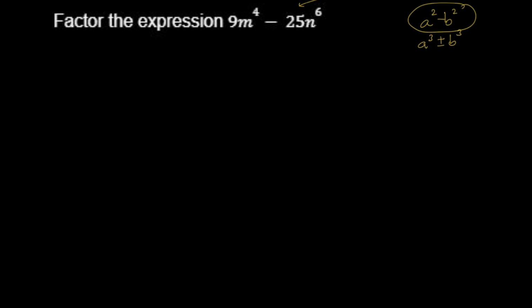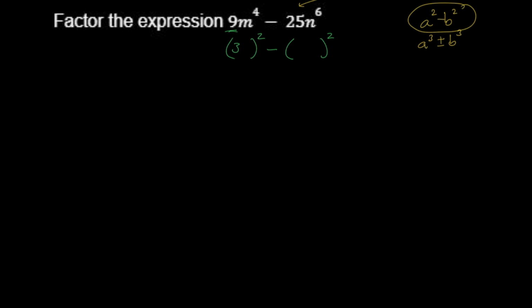So let's begin checking to see if it is actually a pattern. If it is a pattern, we'll be able to rewrite it as a perfect square minus a perfect square. So what do we square to get 9? Well, 3 squared is 9.